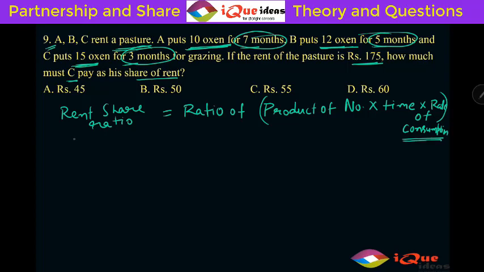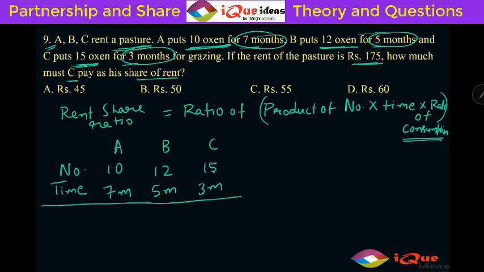So in this case, the rent share ratio will be calculated as, now let me write in the same manner as we did in the partnership questions, ABC. So here the number of animals that they have, A has 10 oxen, B has 12 oxen, and C has 15 oxen. And for those who don't know, ox is the male version of cow. Okay. Now the time duration for A for 10 oxen is 7 months. I'm writing M for months. And for B, it is 12 oxen for 5 months. And for C, it is 15 oxen for 3 months. Right? Now, the rate of consumption is not mentioned in this question. So, we will assume that it is the same for everyone. Now, what is the same is ignored.